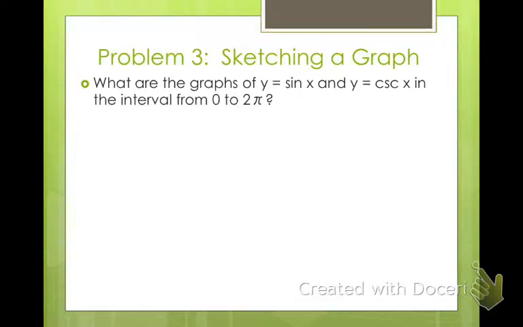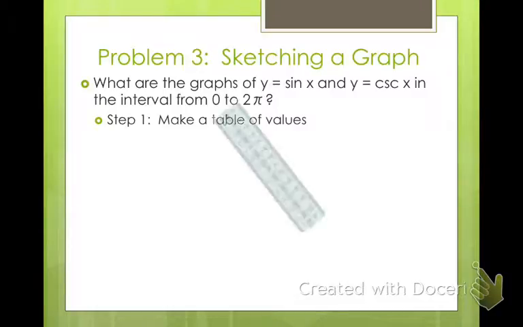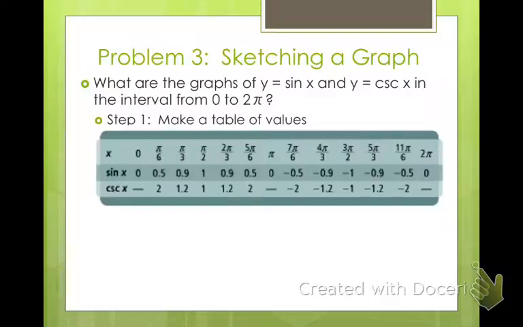Okay, for sketching a graph, what are the graphs of y equals sine x and y equals cosecant x in the interval from 0 to 2 pi? Now remember that cosecant and sine are reciprocals of each other, so when we graph them, they should be graphed as reciprocals. So what we're going to do is make a table of values. Since we're going from 0 to 2 pi, we know what sine values are for pi over 3, pi over 4, pi over 6, pi over 2, pi. So we know all these from the unit circle. So that's where all our values for sine came from. And I just had them put into decimal form, just so that it's easier for graphing purposes.